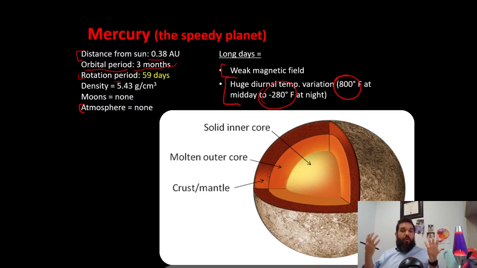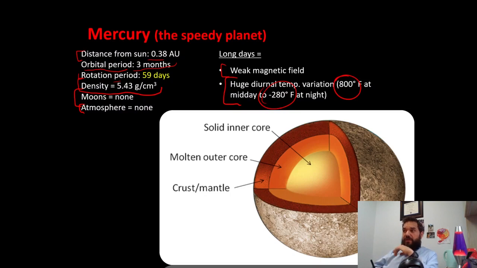Remember that gravity is what holds our atmosphere in place. If you don't have sufficient gravity, you're not going to have an atmosphere. Furthermore, if you don't have a magnetic field that protects the atmosphere from being blown away by the solar winds, you're not going to have an atmosphere. So there's no atmosphere here on Mercury. No moons. Density is very equivalent to Earth. We have a density of 5.5. Mercury has one of 5.43.